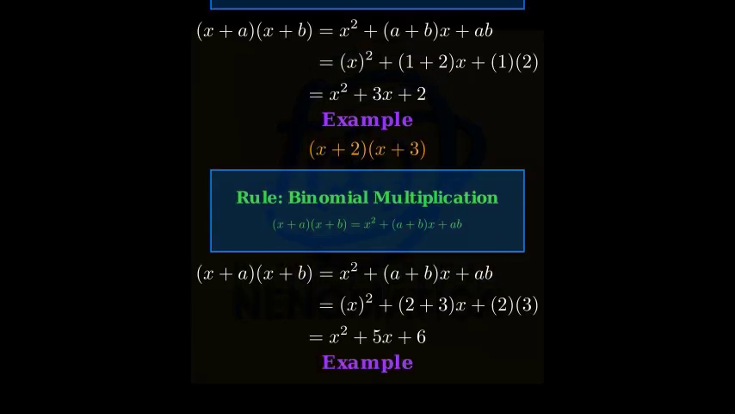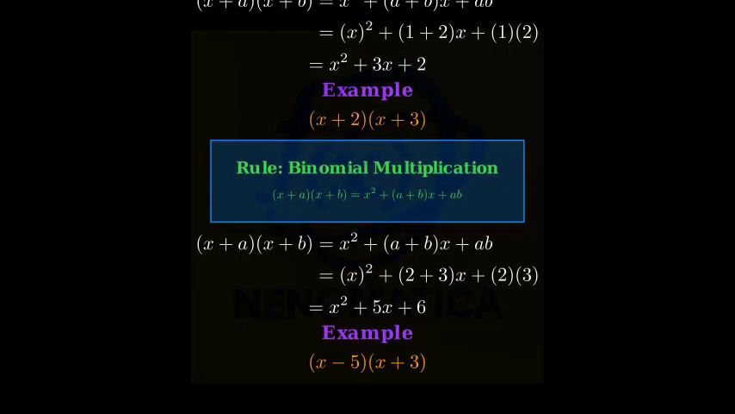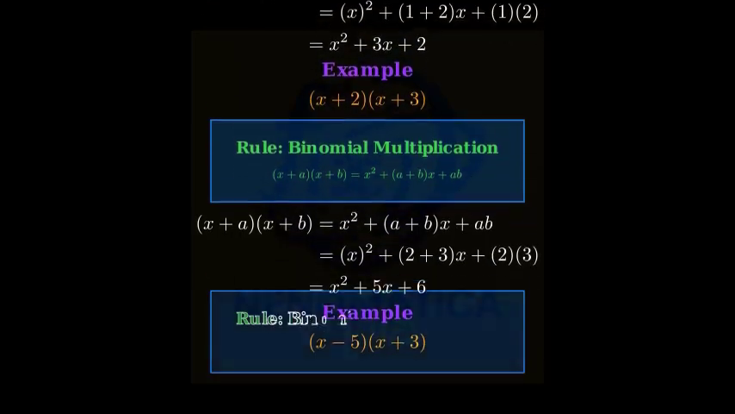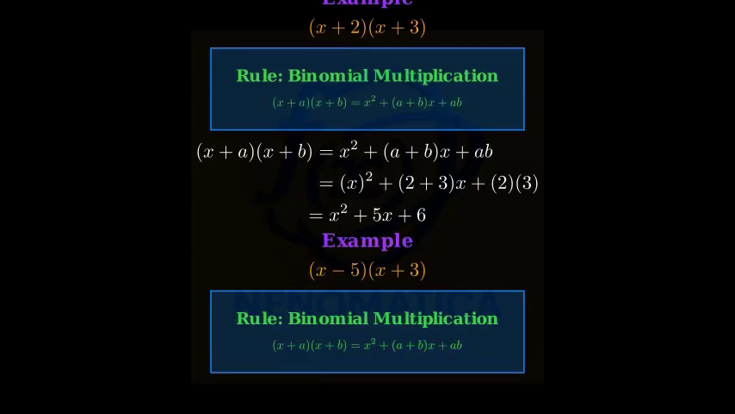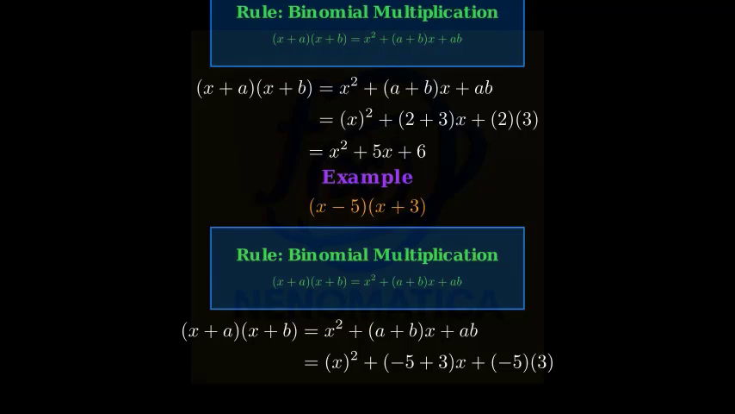One more example, which involves negative numbers. Our third example is (x - 5)(x + 3). We'll use the same binomial multiplication rule, being careful with the negative number. For this expression, we need to rewrite it in the form of our formula. The expression (x - 5)(x + 3) can be seen as (x + negative 5)(x + 3). So a equals negative 5, and b equals 3.